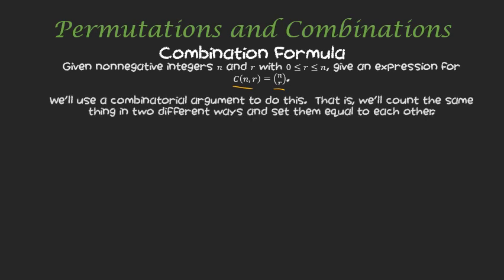And so what we're going to do is use a combinatorial argument to do this. This is the first time I've used this term, combinatorial argument. What this means is you're going to count the same set of things two different ways. And since you counted the same set of things, those two counts must be equal to each other. And then you can use that equation to find some formulas or to solve problems. And so this is the idea of a combinatorial argument.